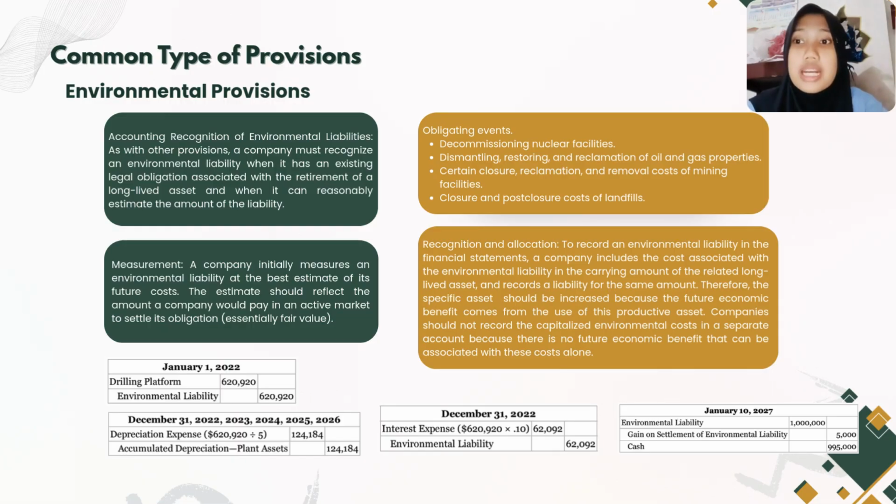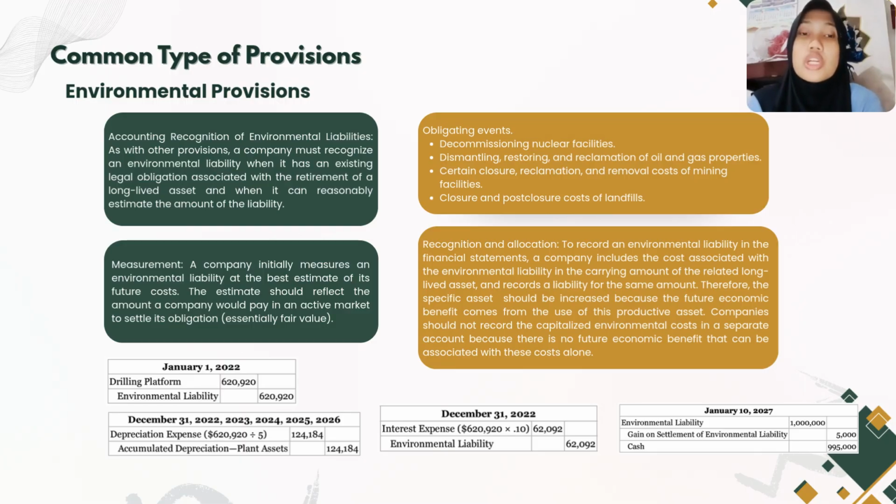Therefore, the specific assets such as a mine, drilling platform, or nuclear power plant should be increased because the future economic benefits come from the use of this productive asset. Companies should not record the capitalized environmental cost in a separate account because there is no future economic benefit that can be associated with the cost alone. So I already gave the example. So this is the accounting for this type of environmental liabilities.